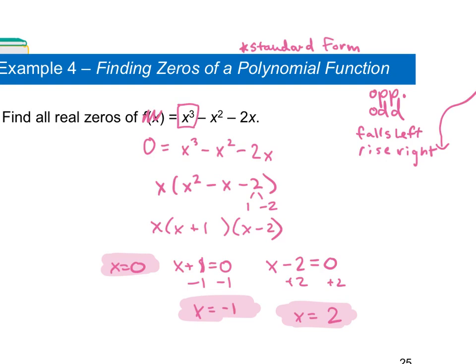If we look at our highest exponent, we see that it's x cubed. Our highest exponent is going to tell us how many zeros we have. So if we get less than 3 zeros, we know we did something wrong. So that highest exponent tells us how many zeros we're going to get.